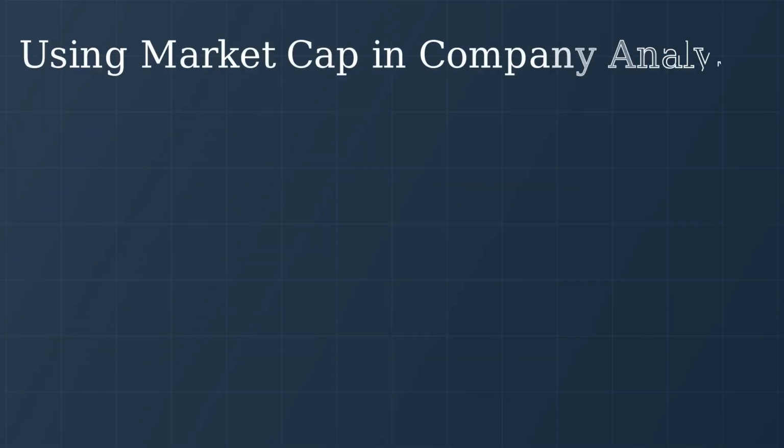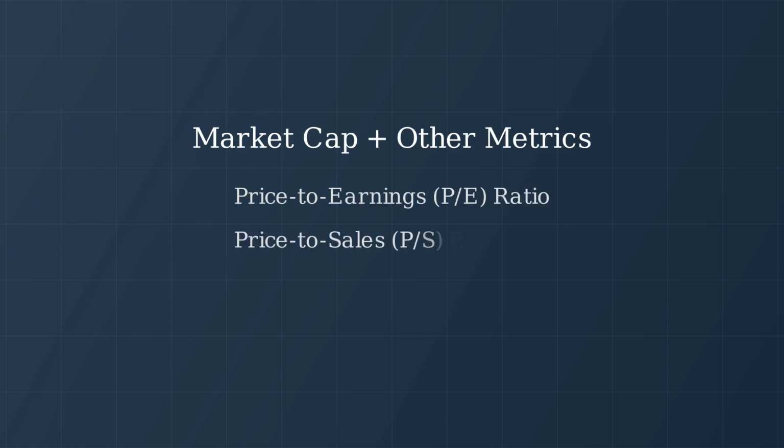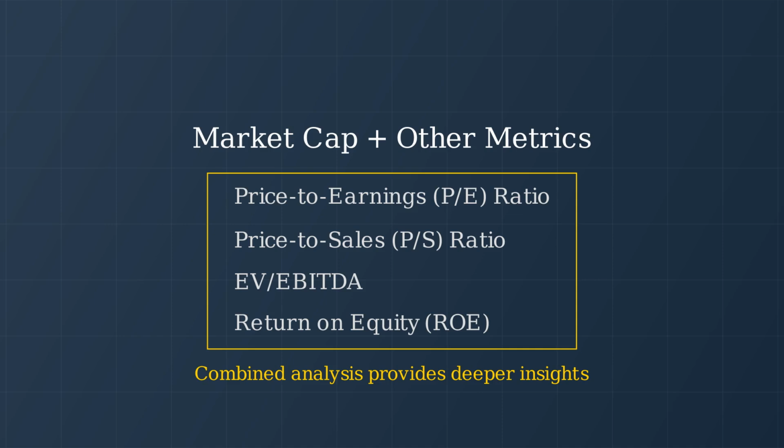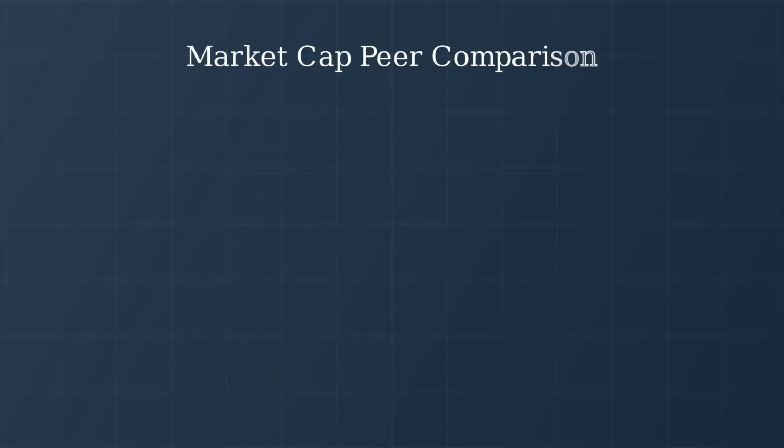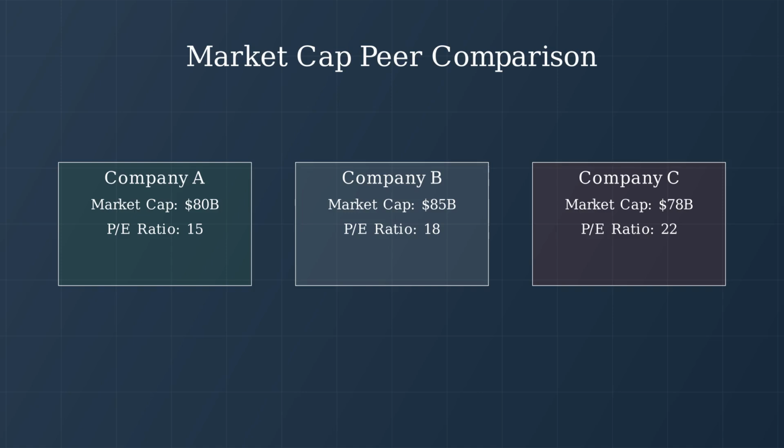Market capitalization serves as a fundamental tool when analyzing companies for investment. Investors rarely rely on market cap alone. Instead, they combine it with other financial metrics like price to earnings and price to sales ratios to gain a more complete picture. A key analytical technique is comparing a company's metrics to its industry peers with similar market capitalizations. This comparison helps identify whether a company is potentially overvalued or undervalued relative to its peers. Companies with similar market caps but significantly different valuation ratios may present investment opportunities.